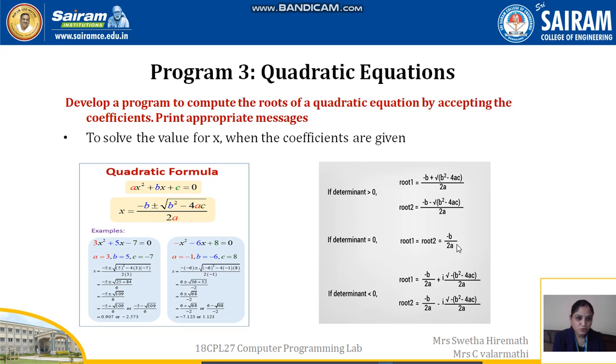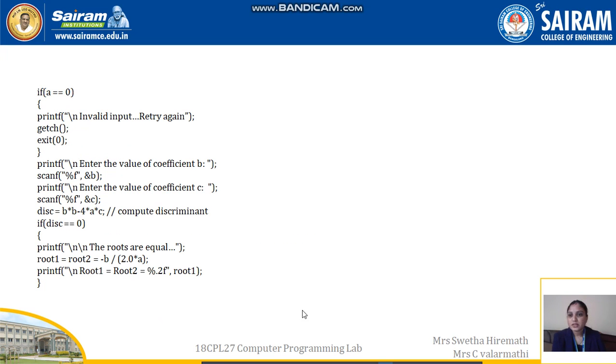If the discriminant value is equal to 0, then root 1 and root 2 will be equal, and both will be equal to minus b by 2a. So that is what we have written here: root 1 equals root 2 equals minus b by 2 into a. Why have we taken 2.0? All these variables, root 1, root 2, b and a, are declared as floating point numbers, so we have to consider 2.0 also as a floating point number.